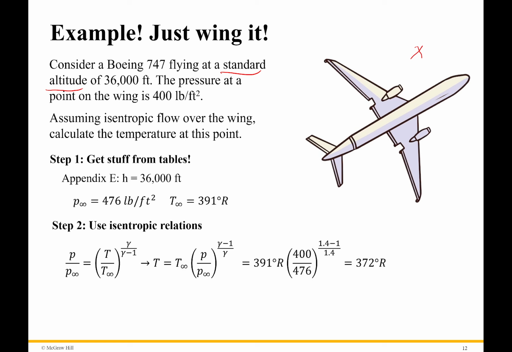So going through that, we can calculate and say, okay, 391 degrees Rankine times that ratio raised to this power. Remember, gamma is 1.4. And I get that the temperature will be 372 degrees Rankine. That's it. You just plug and chug, and you're done. So hopefully that wasn't too difficult. We will have harder problems, but when it comes to isentropic processes, it's usually just that easy.